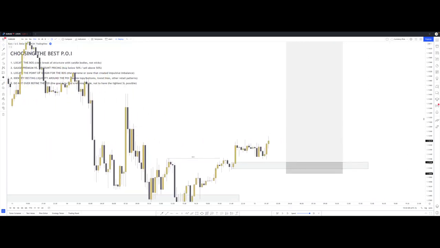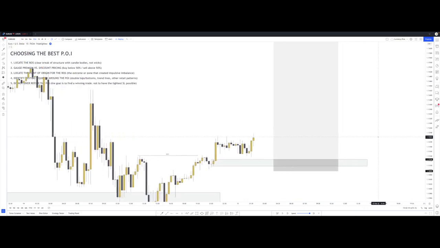Okay, so we're also now getting into tip number 4, identifying resting liquidity around the point of interest. So this is our point of interest right here, of course, and we have significant resting liquidity right here. Retail traders may be looking at this as a bull flag, right? This is a bull flag that most retail traders are familiar with.